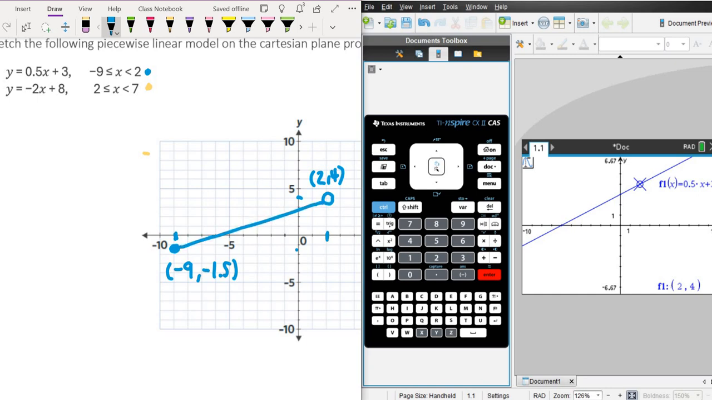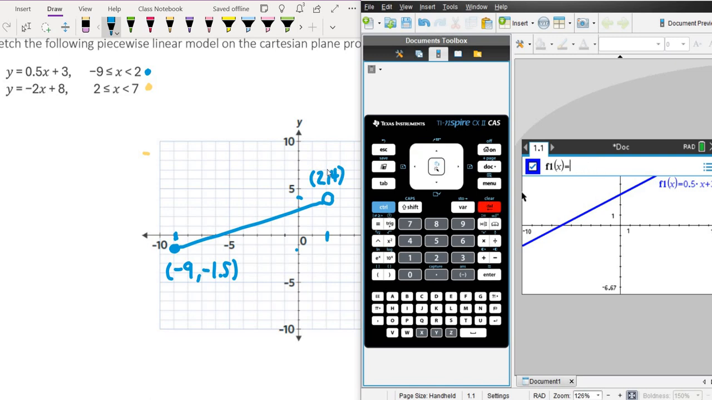Yep, good enough. So that's the first half of the graph done. The second half of the graph happens from when x is 2, and we're including the 2, all the way to when x is 7. But for this part of the graph, see, I pressed the tab button to bring up the equations part, and I'm going to go up to bring up our first equation.